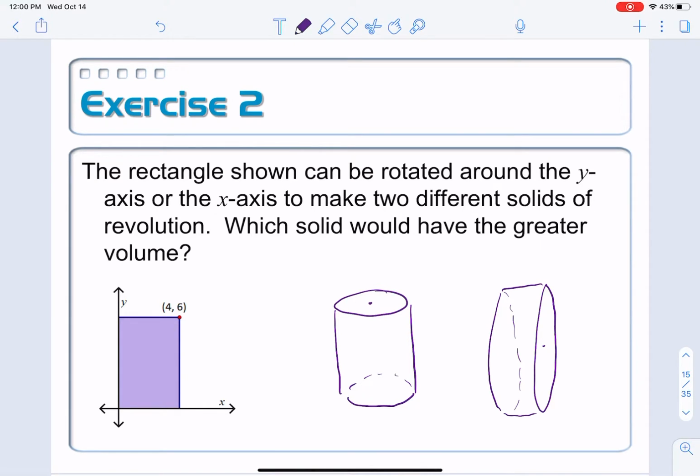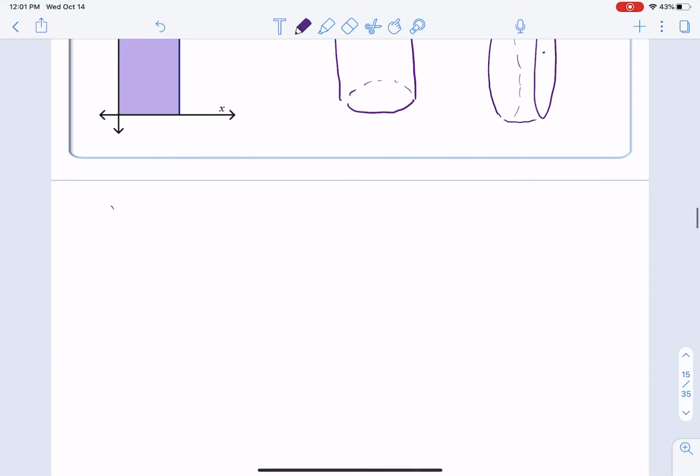A common misconception that students sometimes have on this is that the volumes are going to be identical to each other. You're taking the same rectangle, rotating around the axis, doesn't matter how you rotate it, you're going to get the same volume. Let's see if that is the case. This one is the y-axis, and this one is the x-axis. Let's do the one around the y-axis first here.